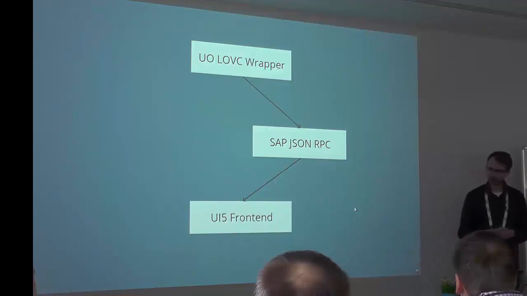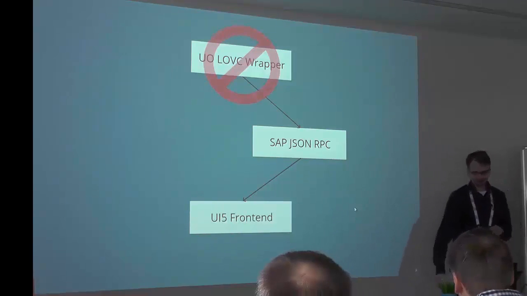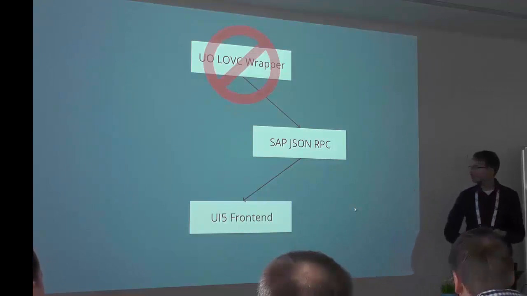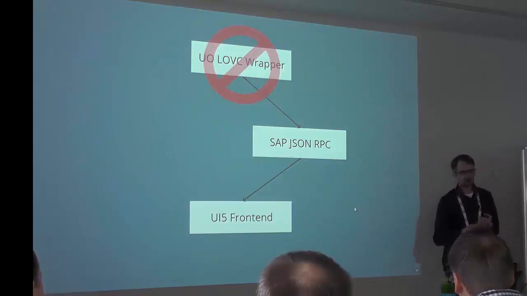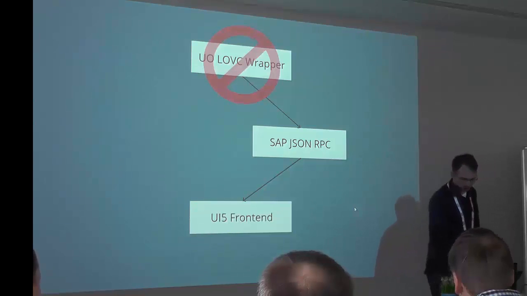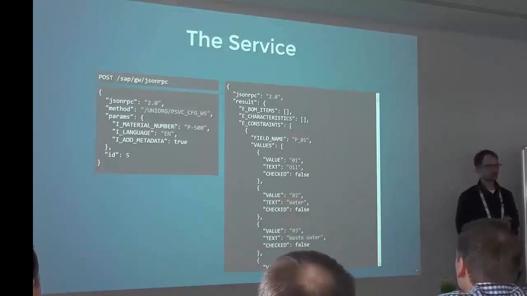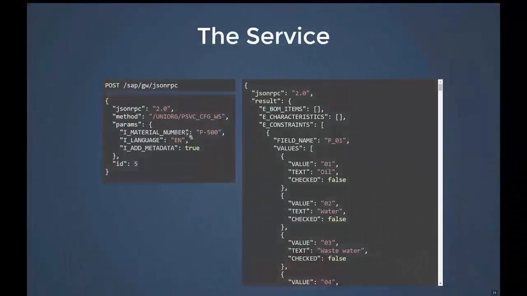What I'm going to talk about now is not this layer, because it's UI5 code and not ABAP code. This isn't of any interest today. The next part is more about the JSON RPC service and how you can call function modules via JSON. So this works by just posting a request to SAP gateway JSON RPC, given the correct modules are enabled.